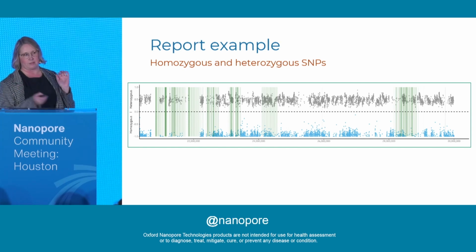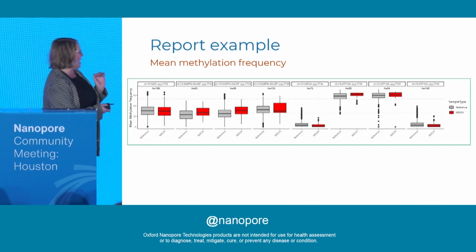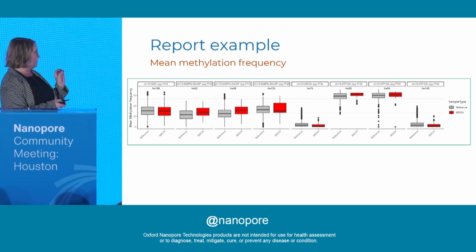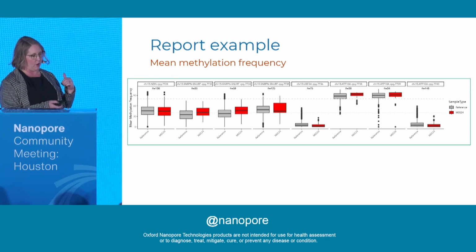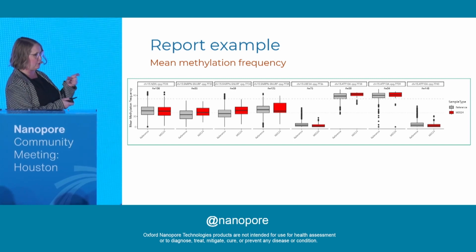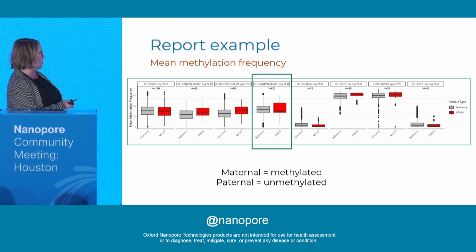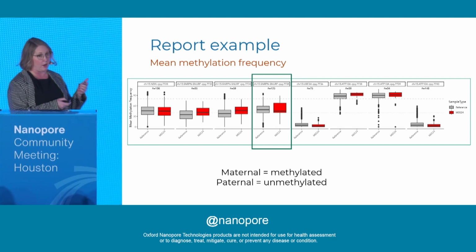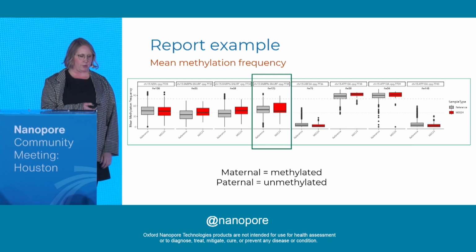We can also zoom out and look at all of chromosome 15, as well as the mean methylation frequency at different CpG islands within this region. You have a control or reference on the left, and then the test sample in red. This is the mean methylation frequency of the CpGs within that particular island. For the rest of the talk, I'm going to zoom in on this SNURF-SNRPN island, which is the critical one in Prader-Willi and Angelman syndrome.